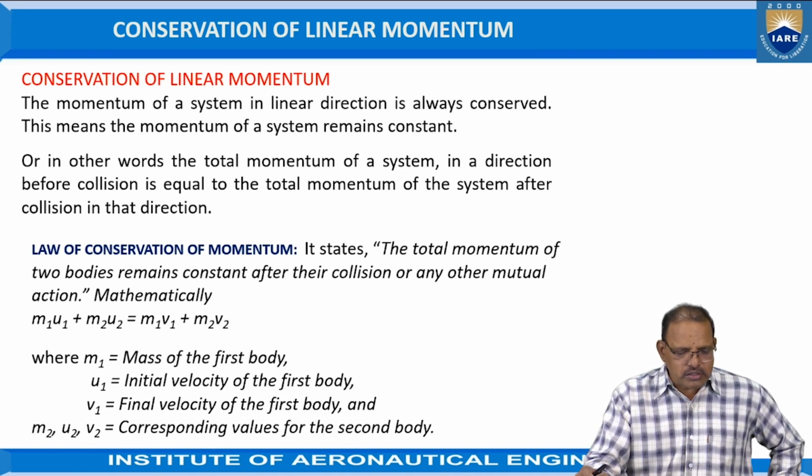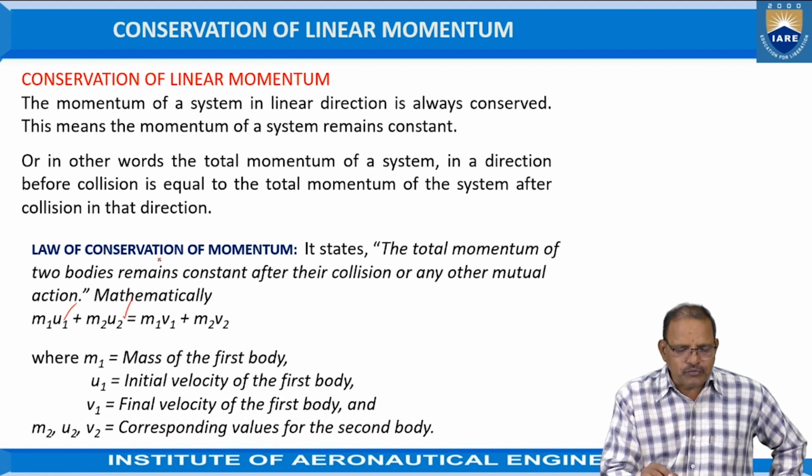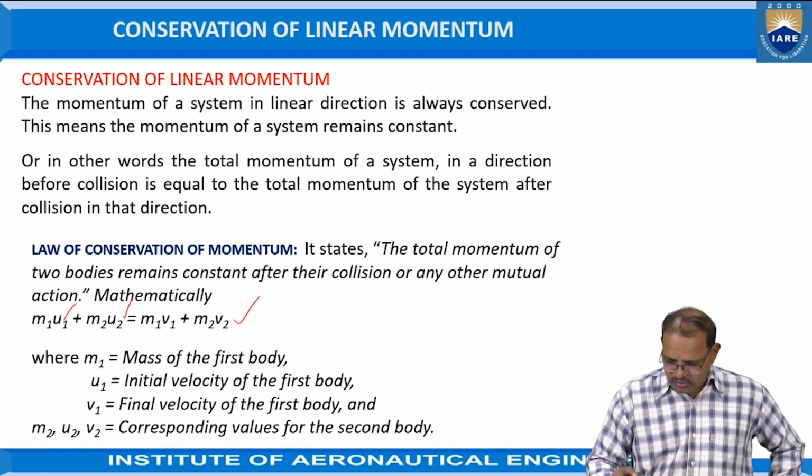According to the law of conservation of momentum, the momentum possessed by the bodies before the collision, m1 u1 plus m2 u2, should be equal to the sum of the momentum possessed by the bodies after the collision, m1 v1 plus m2 v2.